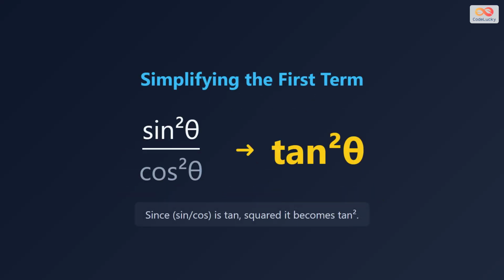Now, let's simplify term by term. Look at the first fraction, sin² over cosine². Since sine over cosine is tangent, this term simplifies perfectly to tangent²θ.